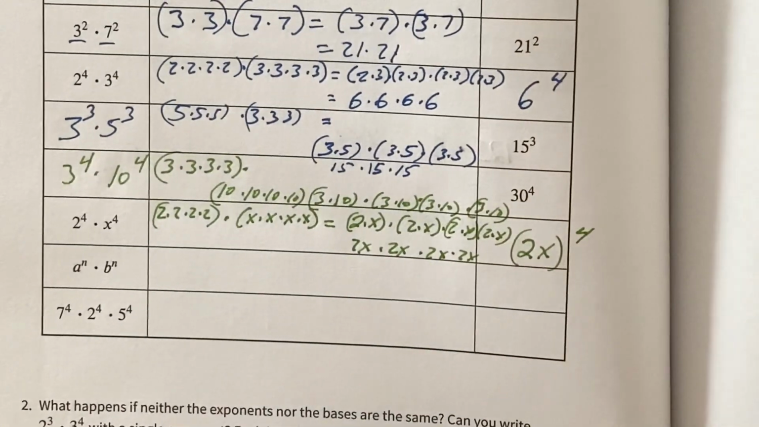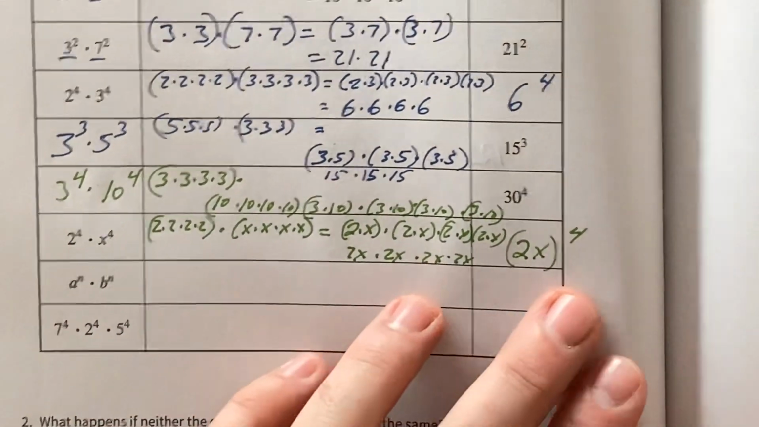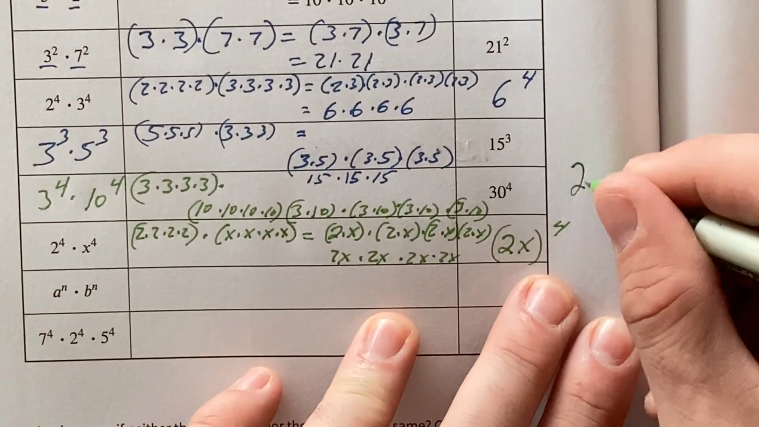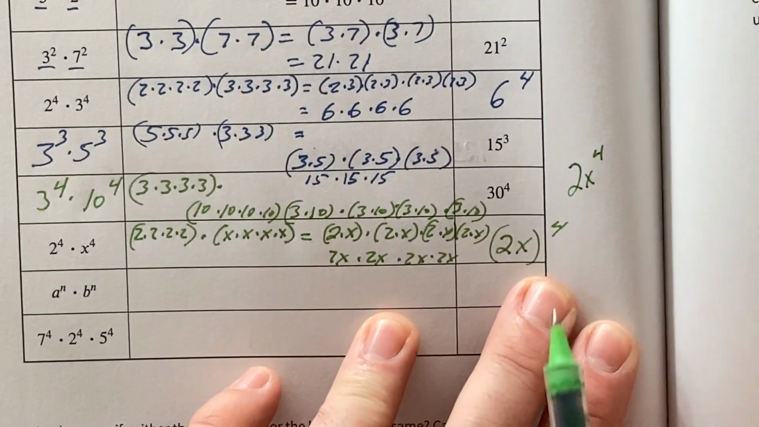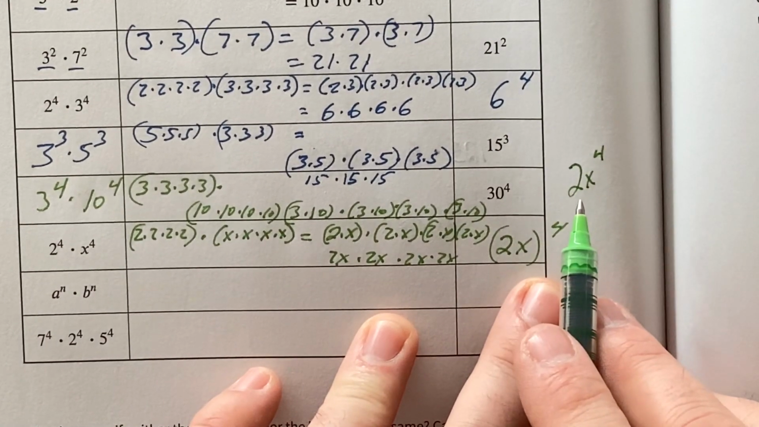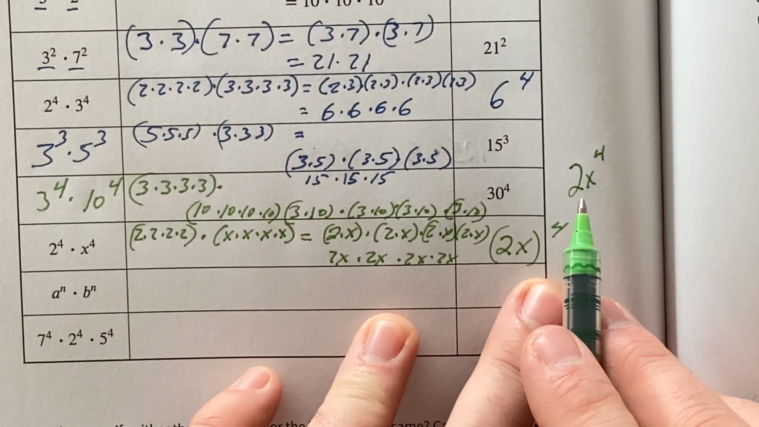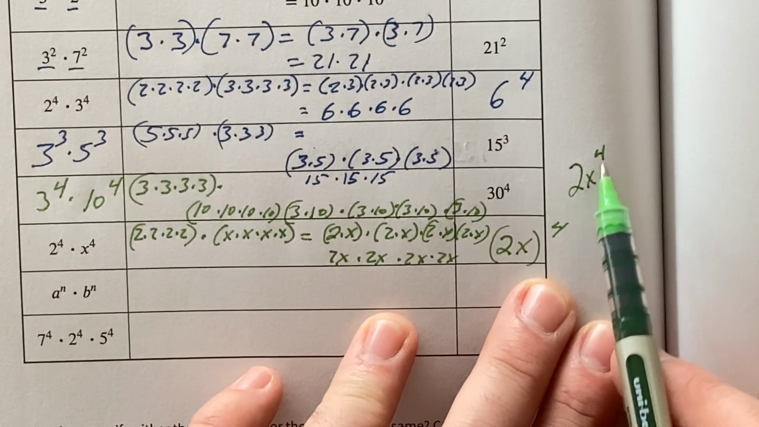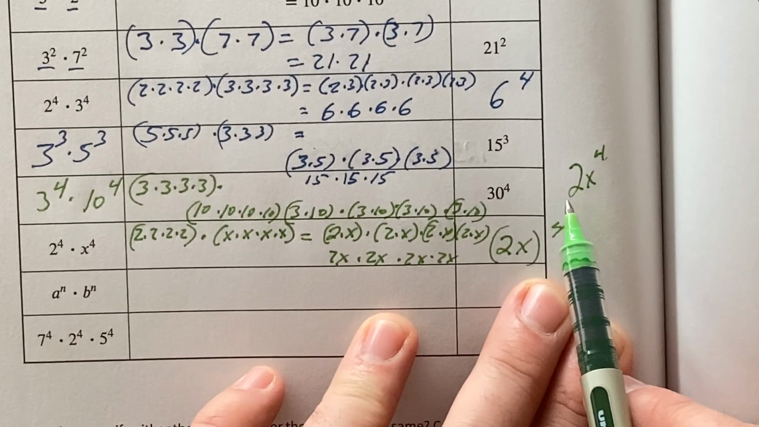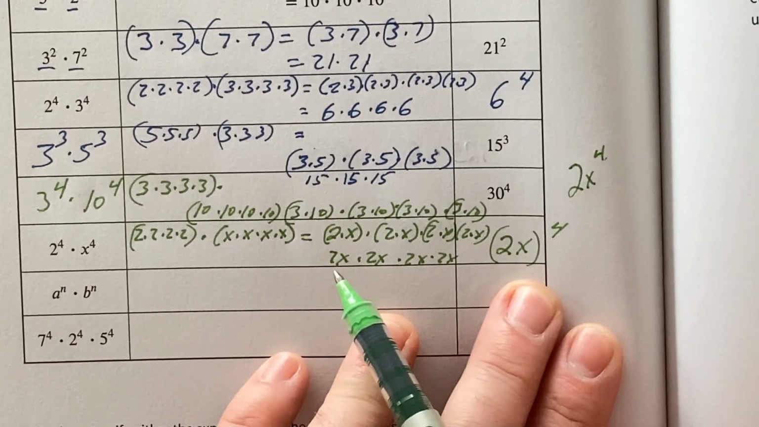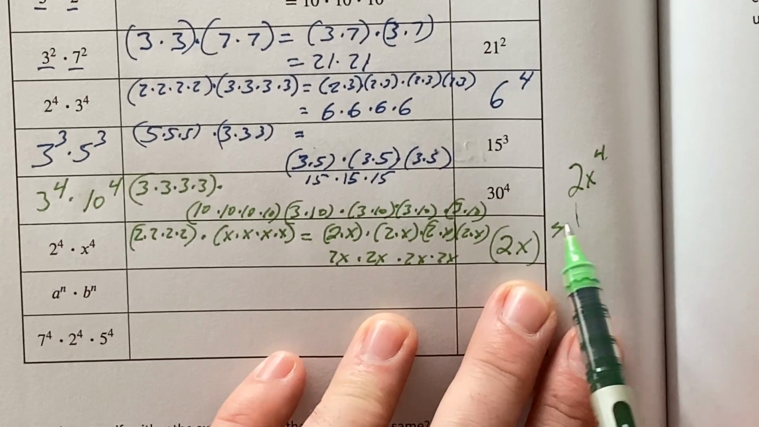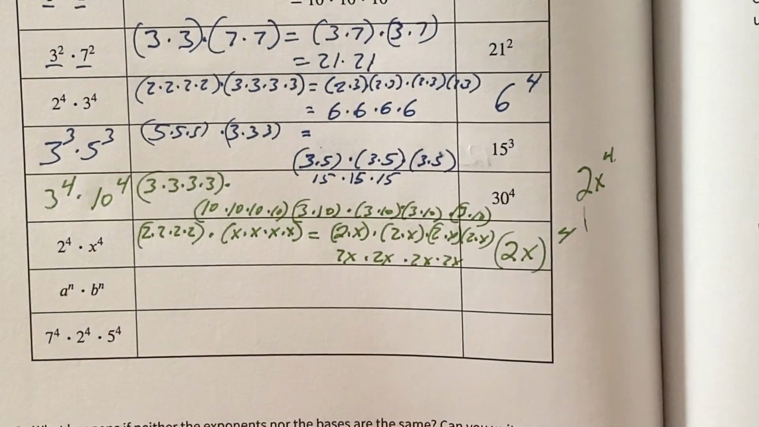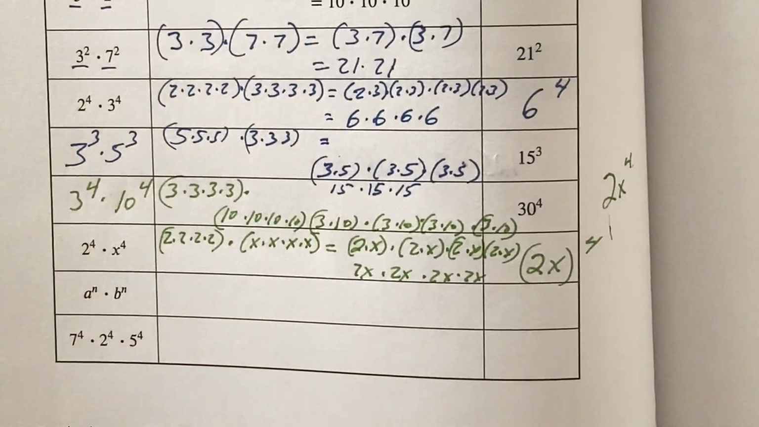Anybody know why I need parentheses there? Why would this not work? Because you're multiplying x with 2. Yeah, so if you look at this one, that means I have 4 x's and 1 2. Okay, I clearly have 4 2's as well. That 4 has to go with the 2 also. That's why it has to be in parentheses.